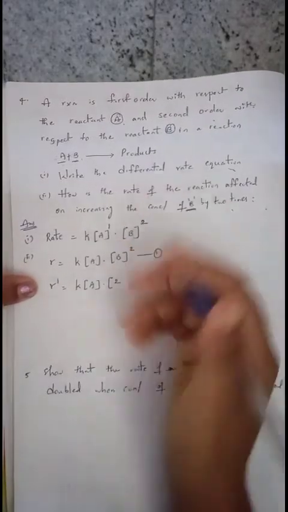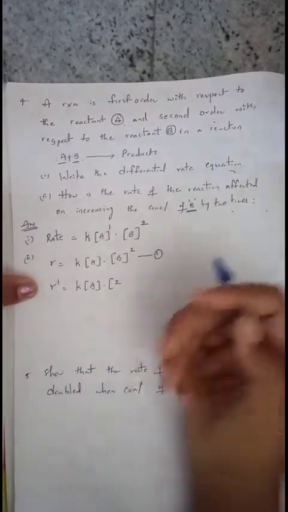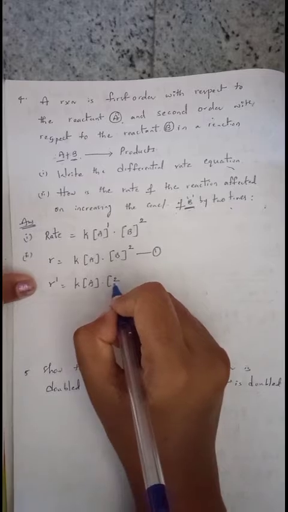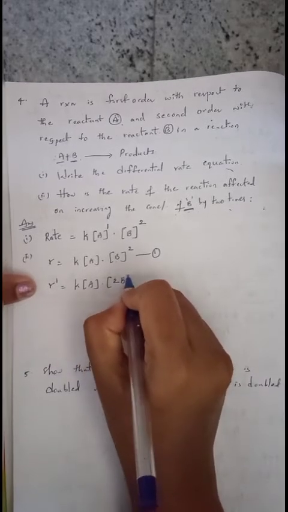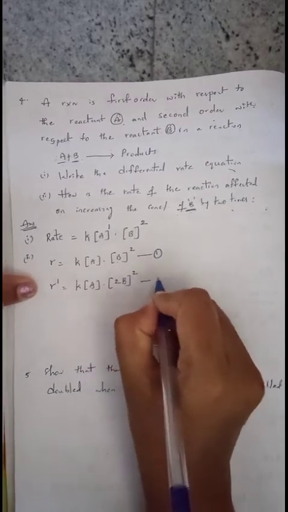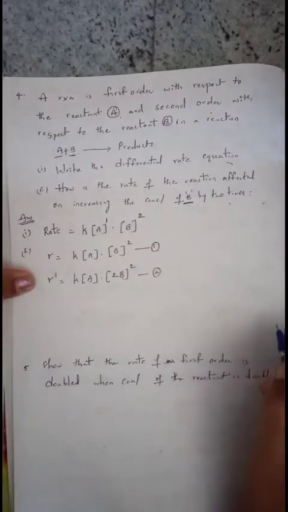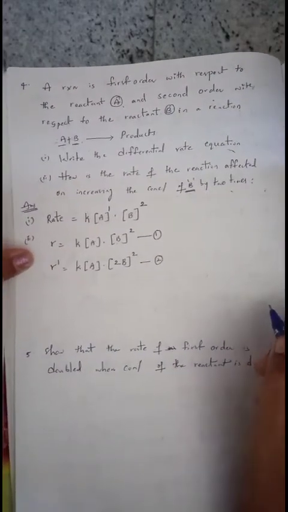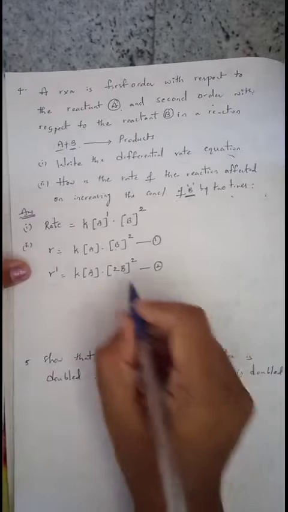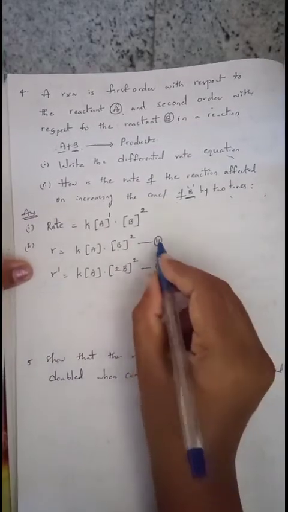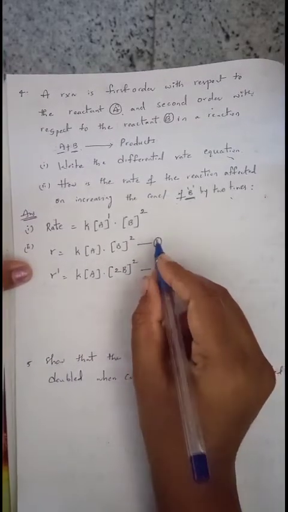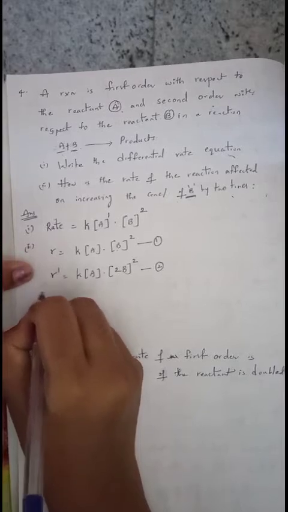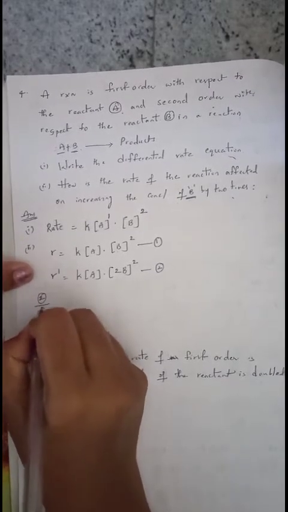If it is increased by 4 times, take here 4. If it is increased by 3 times, take here 3. Now it is increased by 2 times, then (2B) to the power of 2. That is the second equation. To get how the rate of reaction is affected, you just divide equation 2 by equation 1.